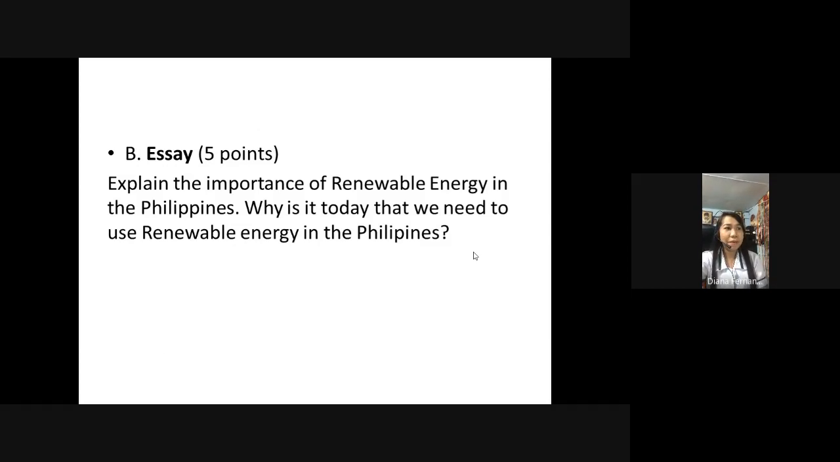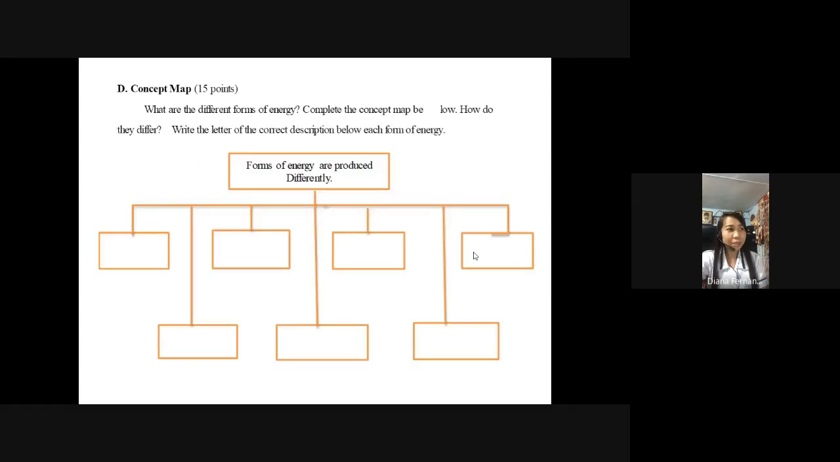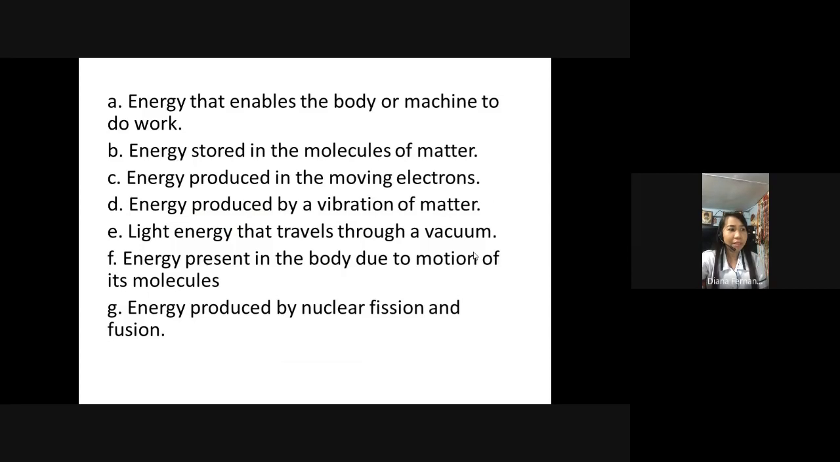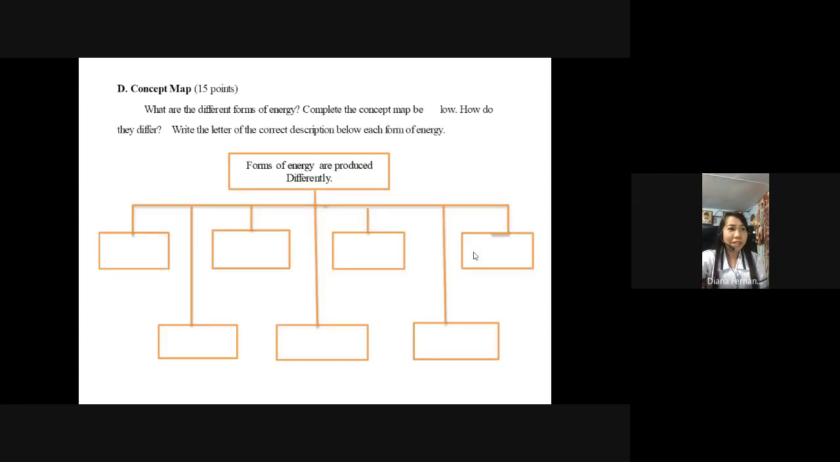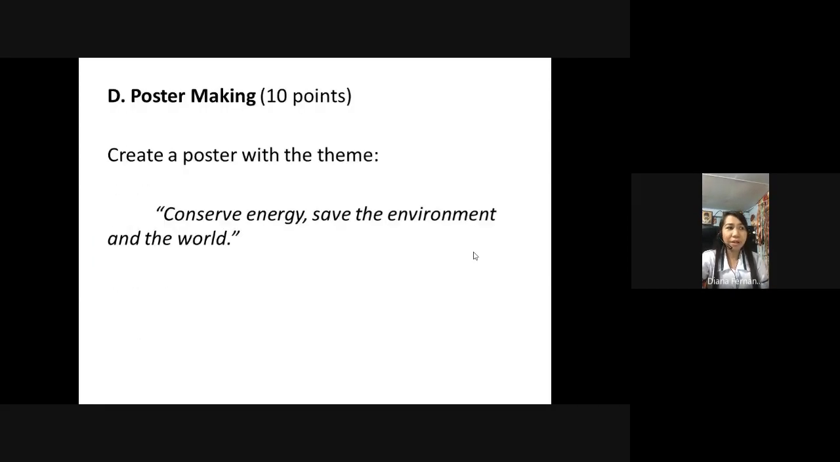So you'll be explaining the importance of renewable energy in the Philippines and why it is today that we need to use renewable energy in the Philippines. So the third part is the concept map. Pupunuin nyo lang yan, A, B, C, D, E hanggang G, together with the forms of energy. And the last part is you are going to make a poster that explains the theme, conserve energy, save the environment and the world. Okay, so may tanong ba kayo?